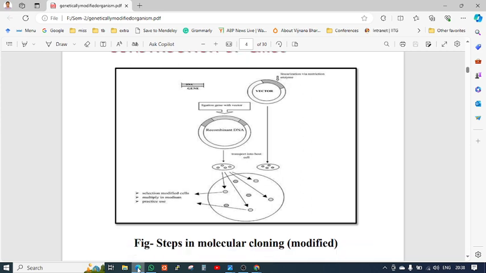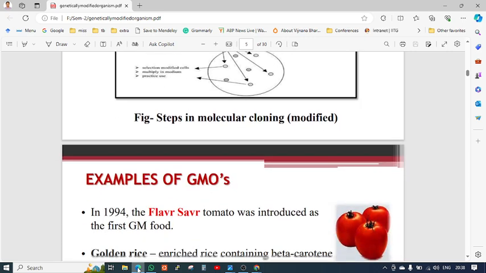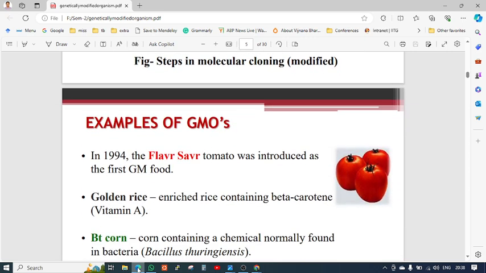For the construction of GMO, there are different steps, including molecular cloning. I will not go into the details of the biology parts. Our main purpose is to learn about synthetic biology and GMO for the production of energy efficient organisms, or for sustainable green energy production. So some bacteria and some organisms we modify in order to meet the demands of our growing energy needs.